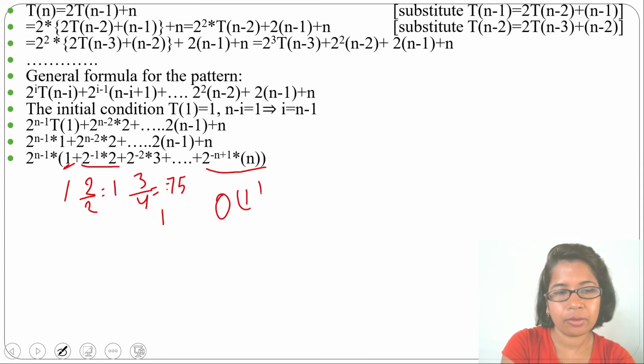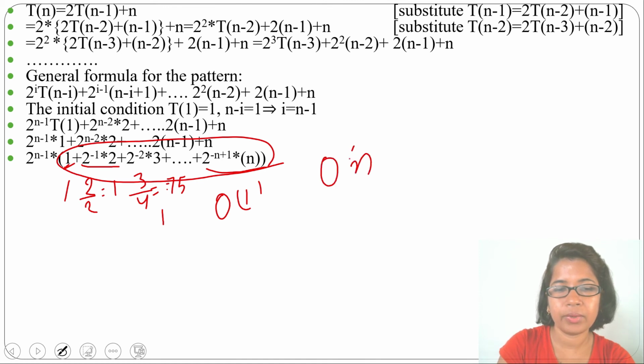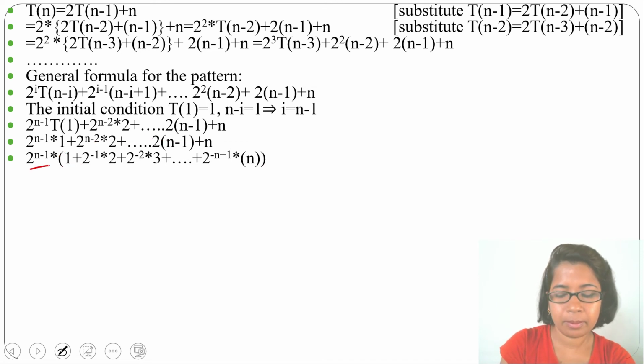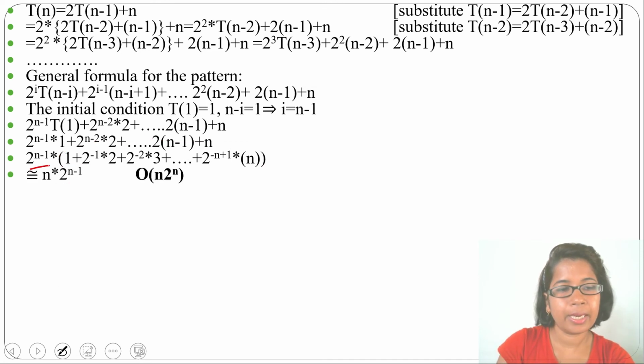So we'll just add 1 plus 1 plus 1. How many terms? N terms. So this addition upper bound will be big O of n. Every term upper bound will be 1. So 1 plus 1 plus 1, we are adding n 1s. That's why it is big O of n. So this will be approximately 2 power n minus 1 multiplication n. Running time will be big O of n 2 power n.